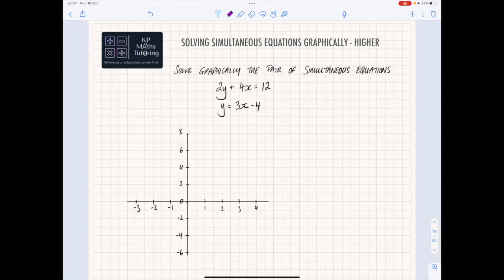The other thing you want to be aware of is if you are not 100% sure on how to plot equations of lines, it's worth watching my video on how to plot quadratic graphs and also how to plot linear graphs. Okay, so let's jump straight in.